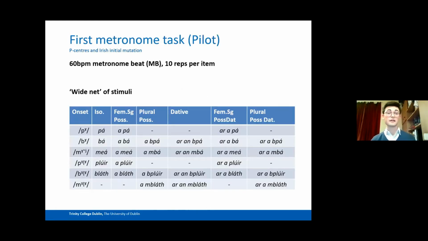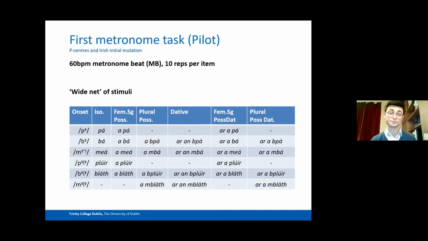The first version of this task took part in a pilot study, which was very small. I had 3 native speakers of Waterford Irish, which is one of 3 sub-varieties of Munster Irish, the southernmost variety of Irish, of 3 macro dialects on the island. The participants were played a 60 beats per minute metronome beat over-ear headphones in a sound attenuated booth in our lab in Dublin, and they were presented with stimuli, one of the 27 stimuli in the table on the slide, one at a time on a computer monitor, and they were directed to repeat these stimuli in time with the metronome beat that they could hear until I changed the slide, which I would do after 10 repetitions.